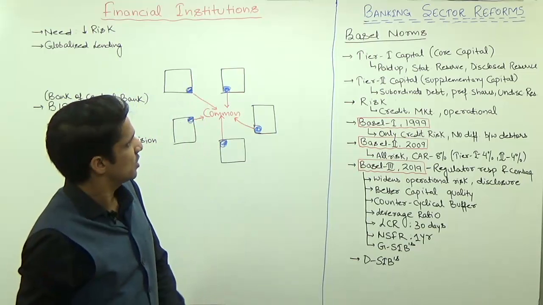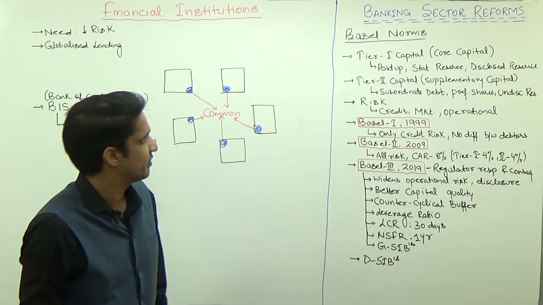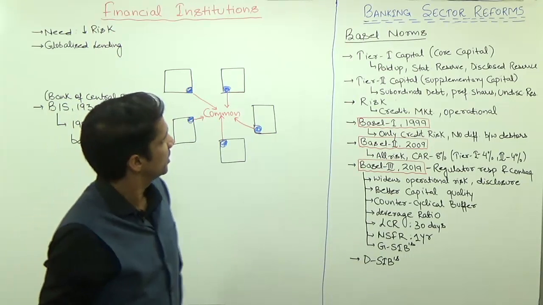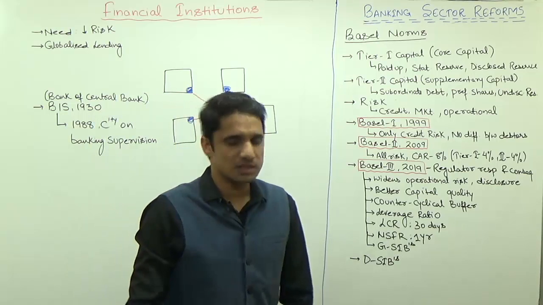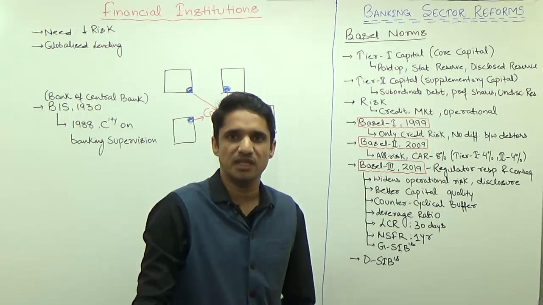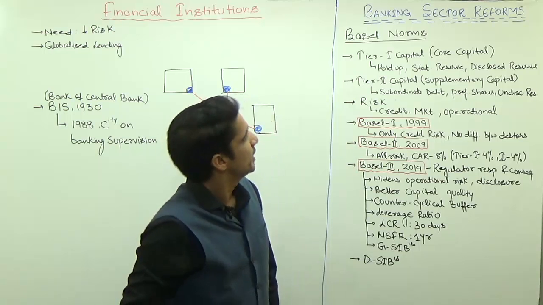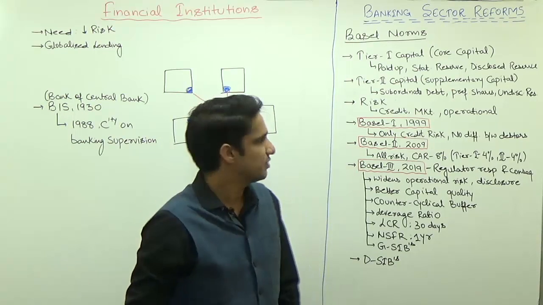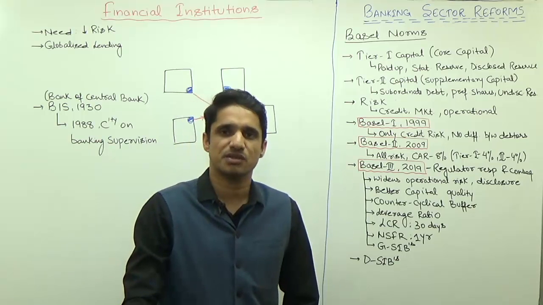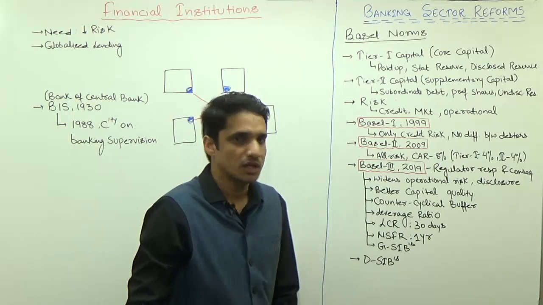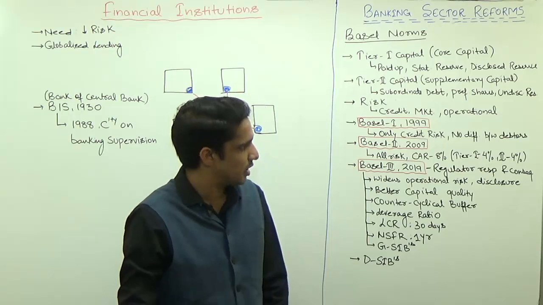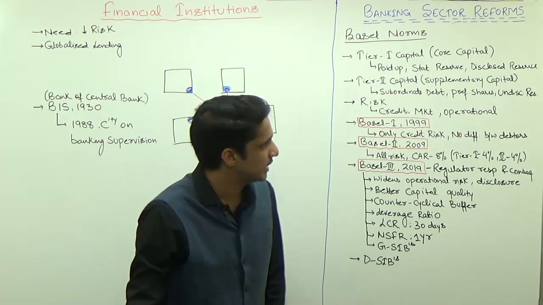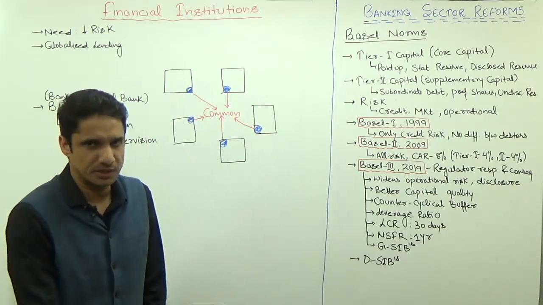In the last lecture we discussed the banking sector reforms, the Narasimhan committee and its recommendations, then the MCLR, marginal cost of fund based lending rate, and finally the recommendations of the PJ Nayak committee. One of the recommendations of the Narasimhan committee was that India should implement the Basel norms.